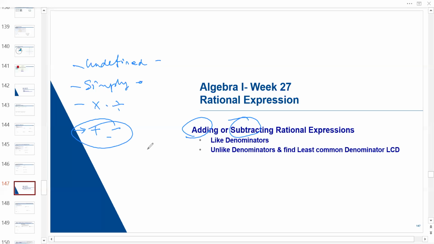Let's go back to see what you learned before learning rational expression, when you're learning the fractions. Something like say A over B plus C over D. All right, so how you guys do this one? So normally you would do is say, okay, let me give a number example, maybe easier. Something say 3 over 5 plus 4 over 7.